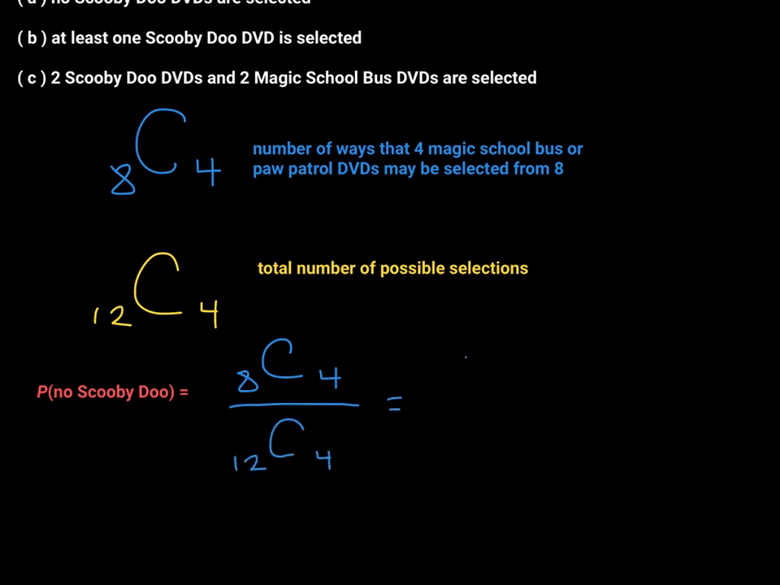So this numerator is 70, and this is 495. This simplifies to 14 over 99. This is the probability of Jennifer randomly selecting 4 DVDs and none of them are Scooby-Doos. This is that probability. All right, let's go to the next question.